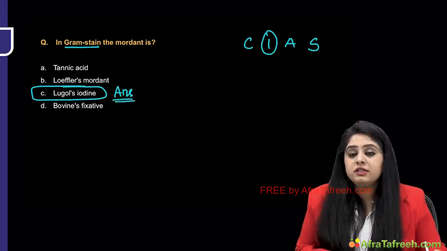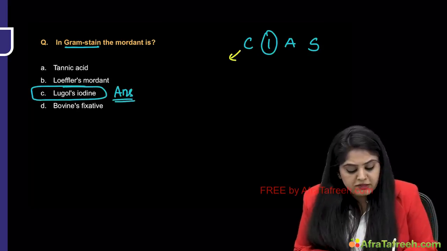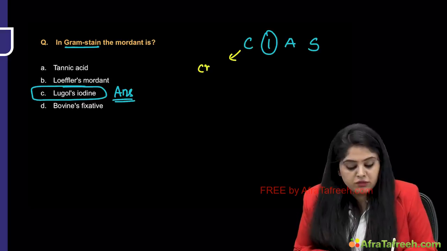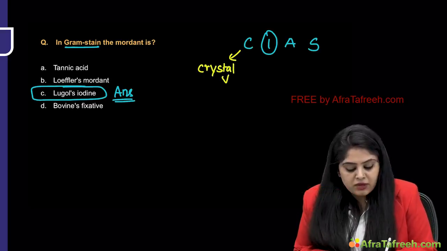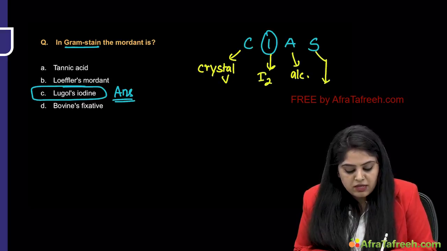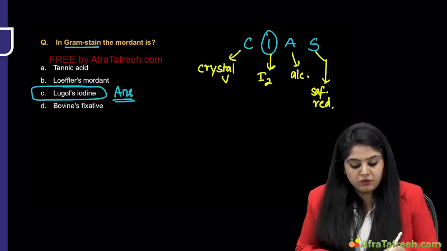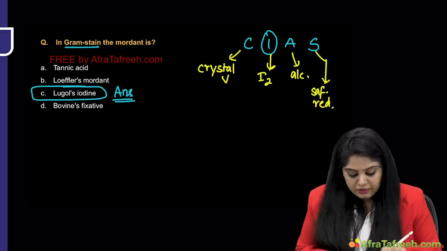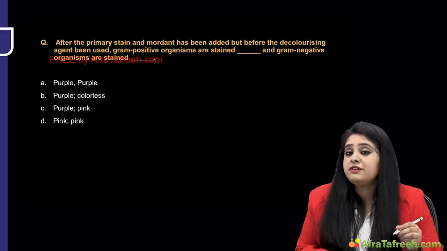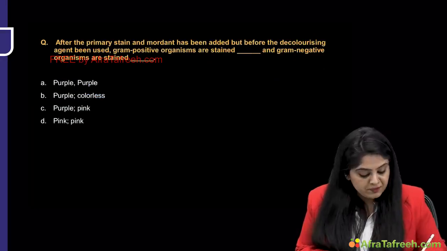Lugol's iodine was the mordant. So let's do a quick recap. What was C? C was for the violet, so it was crystal violet. After that, you had I for iodine. Then A was for alcohol or acetone. And S was for, in the end, safranin red. So mordant was iodine. Let's pick up the next question, which you need to read very carefully. Very interesting question.